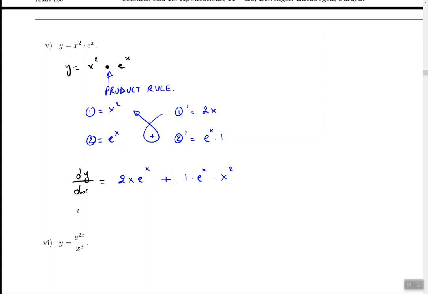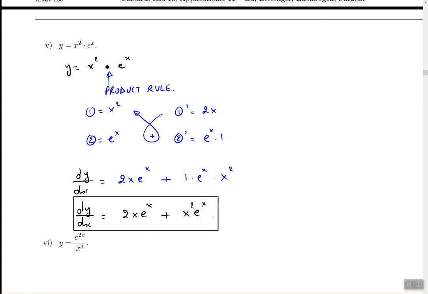There's nothing much to do here except for clean up very quickly. 2x e to the x, nothing to be done there. The only thing I'm going to do is erase the 1 and just write down x squared e to the x here. This is a pretty way of writing the final answer, and that's going to be the solution there. That's it. So let's take a look at the next one.